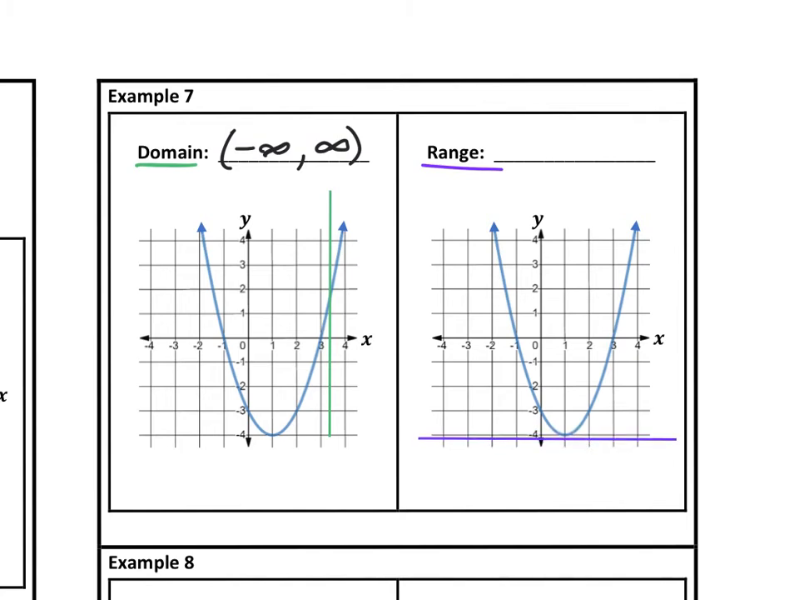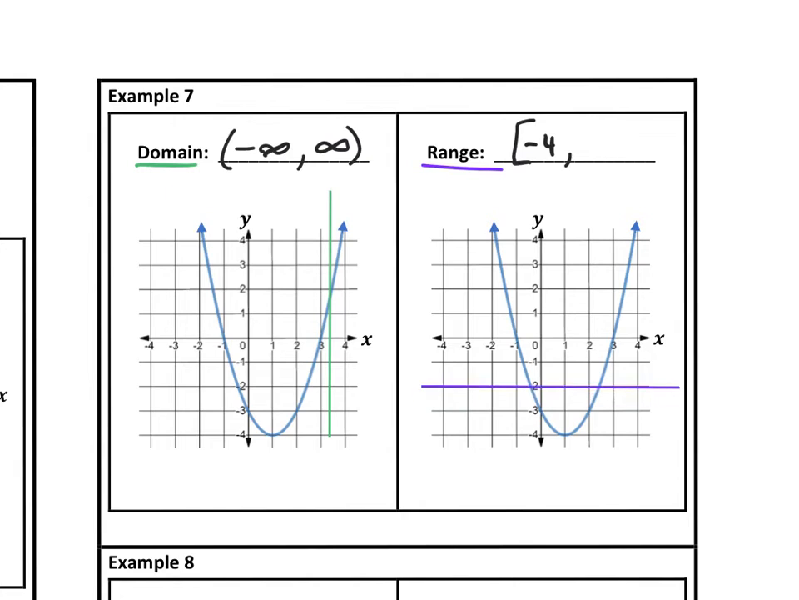It starts at -4. Now, should I put a parentheses or a bracket in front of -4? Well, at -4, is the graph closed or open? Right? Is it a solid line or a dashed line? It looks like a solid line. So we would say it's closed. So we can put a bracket there. Comma.